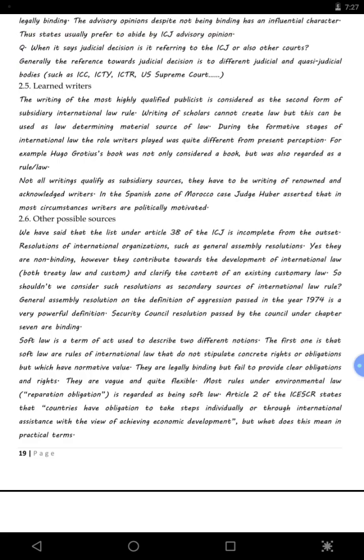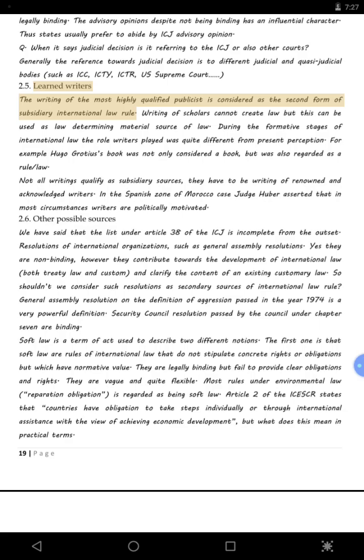Q. When it says judicial decision, is it referring to the ICJ or also other courts? Generally, the reference towards judicial decision is to different judicial and quasi-judicial bodies, such as ICC, ICTY, ICTR, U.S. Supreme Court.